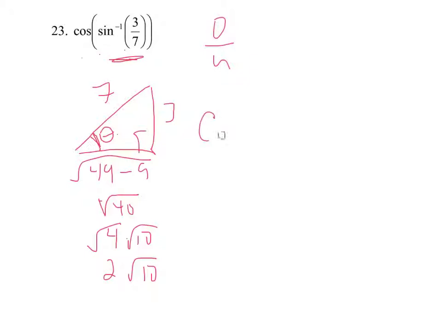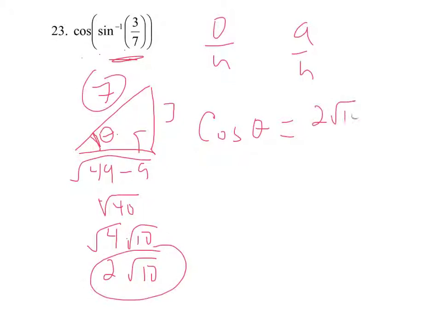But now what I'm going to do is find the cosine of that angle. So I don't really even need to know what the angle measure is. I just have to remember that cosine is adjacent over hypotenuse. Here's my adjacent side, here's my hypotenuse. So 2 root 10 over 7 would be the best way to write that.